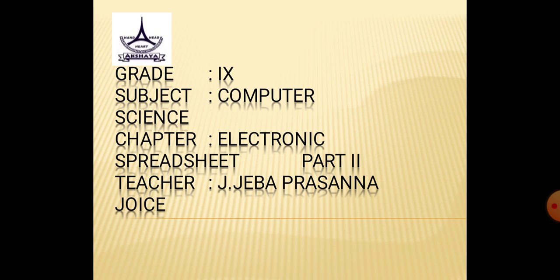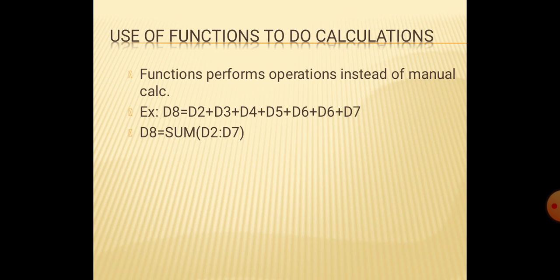In the previous section, we discussed the basics of the electronic spreadsheet, the windows of the electronic spreadsheet and the parts that come under it. The first topic is the use of functions to do calculations. Functions perform the operation instead of manual calculations. Functions are used to perform a set of operations instead of calculating manually.